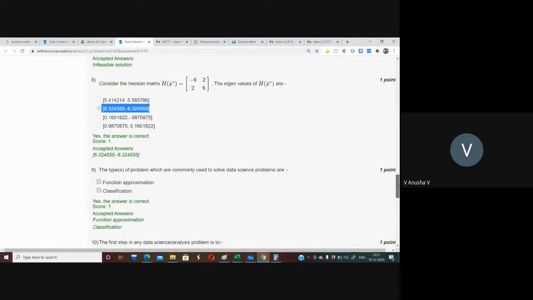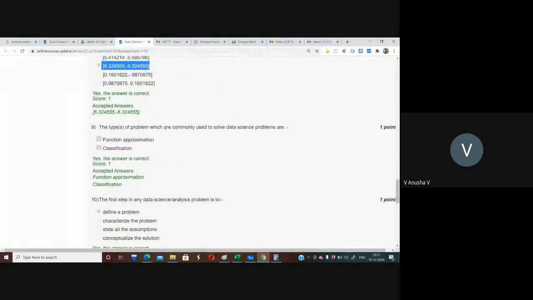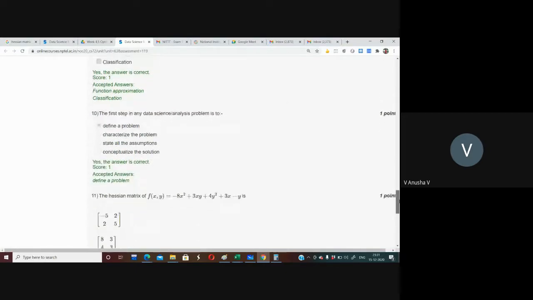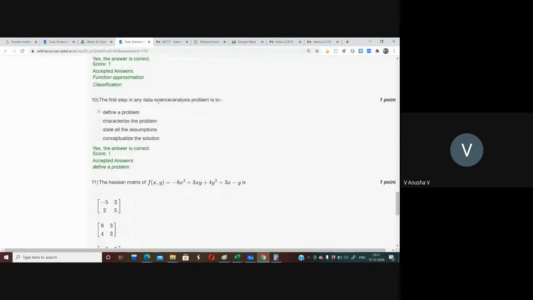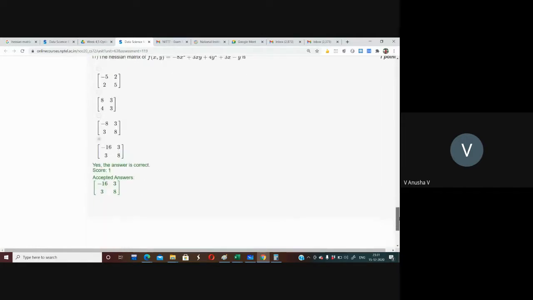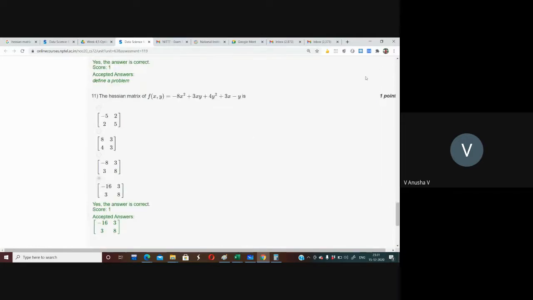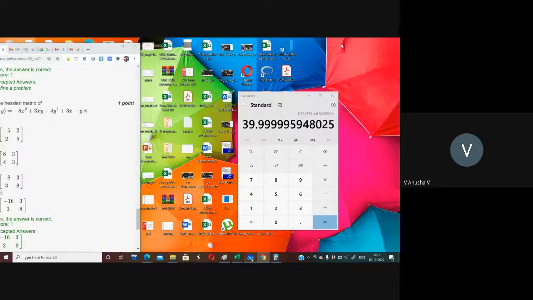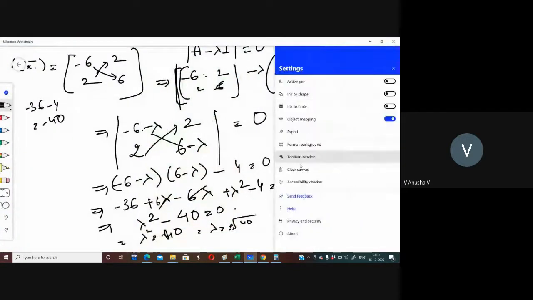The types of problems which are commonly used to solve data science problems are function approximation, classification. This you can get from the data science lectures. The first step in any data science task is that you first need to define a problem. Okay. Now for this 11th question, I need to find the Hessian matrix. Let's see how we can find the Hessian matrix for this.